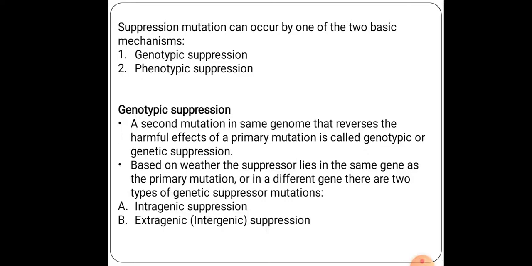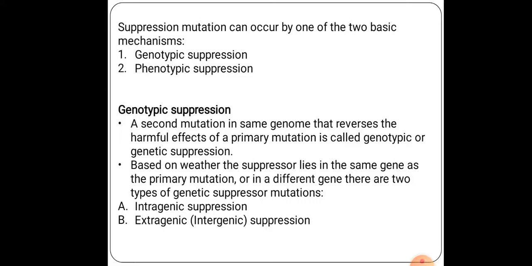Now we will see first what is meant by genotypic separation. A second mutation in the same genome that reverses the harmful effect of the primary mutation is called genotypic or genetic separation. Means what? There is one gene, in the same gene first one mutation occurs, and if the second mutation occurs, it will reverse the harmful effect caused by the first mutation. It will repair and recover all the effects of the primary mutation.